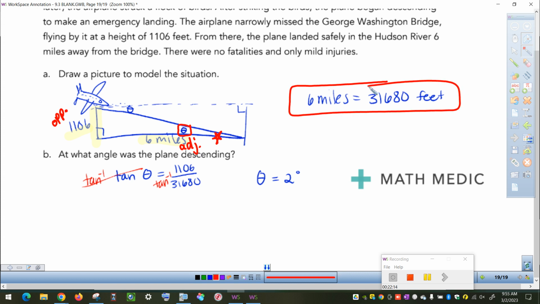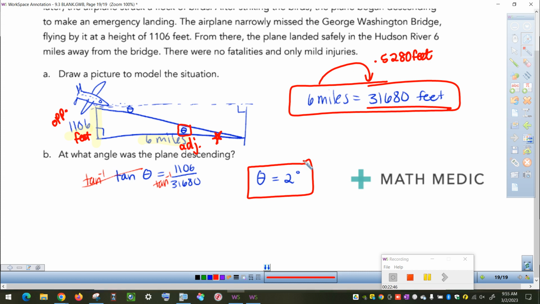Now, one thing we did have to do here is we need to get our units the same. This 1106 is representing a measurement in feet, and then over here we have 6 miles. So if we multiply 6 by 5280, how many feet we have in a mile, that's where we're getting those 31,680 feet. And when we do the tan inverse of both sides, we end up getting 2 degrees for our final answer.